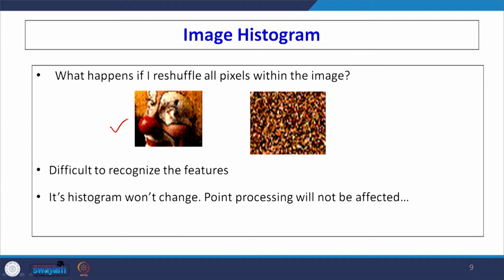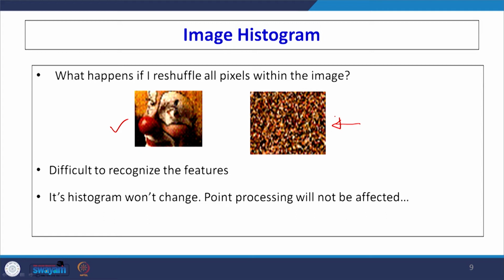So, if you jumble it up now and see the image, it is very difficult to identify what kind of an object it was. You can see the object in the left image, but the same object is not visible in the right image, although you have not changed the DN value, you have only reshuffled their locations.